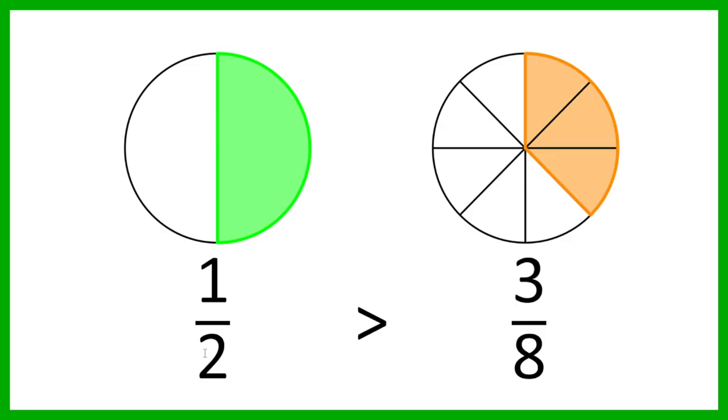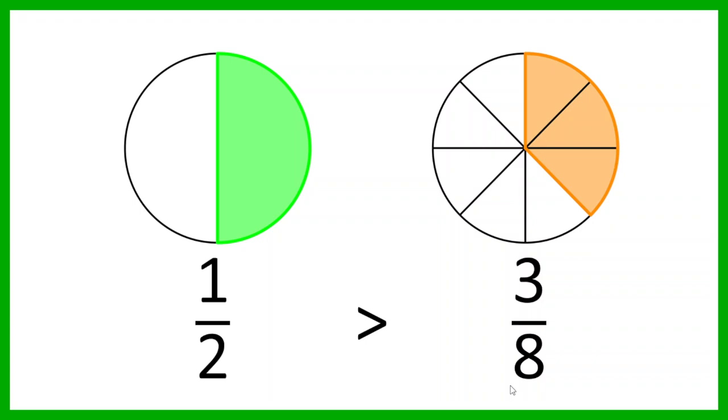In order to compare fractions, we can't have fractions that have different denominators because then it's like trying to compare apples to oranges. You can't compare things that are different. So you need to have the same kind of fraction in order to be able to compare them. You need to have all halves or all thirds or all quarters or all fifths or all eighths. You need to have the same kinds of fractions in order to be able to compare them and see which one is bigger and which one is smaller.